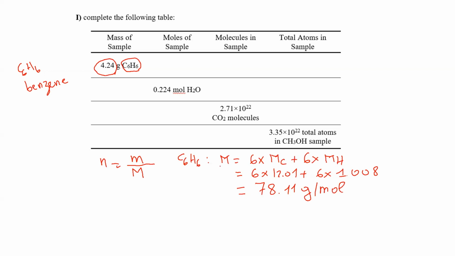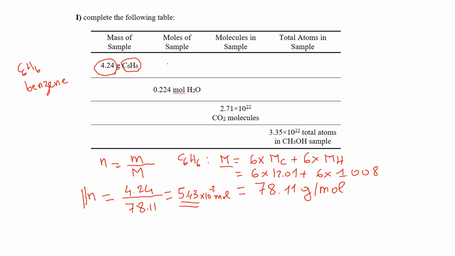Now that we have the molar mass of benzene, we can calculate the corresponding number of mole. So it's going to be 4.24 divided by 78.11. Here we have 3 significant figures and 4 significant figures. It's a division, so the result should have 3 significant figures. And if you calculate, it's going to be 5.43 10 to the power minus 2 mole. So this is the number of mole corresponding to the mass of 4.24 gram of benzene.